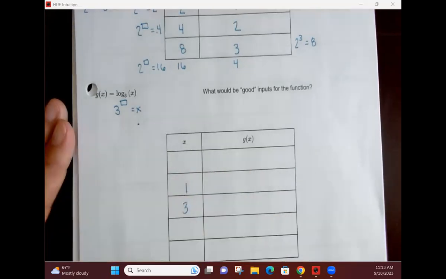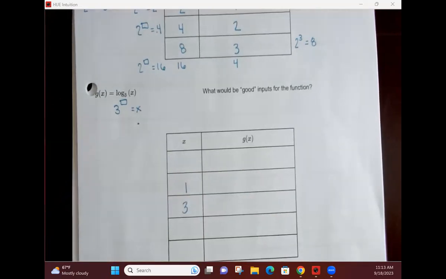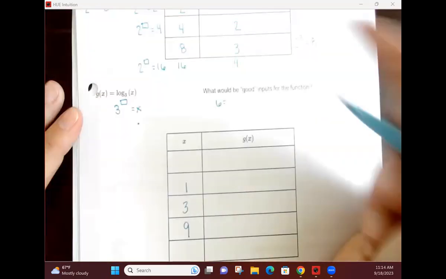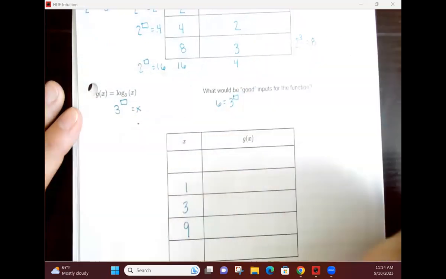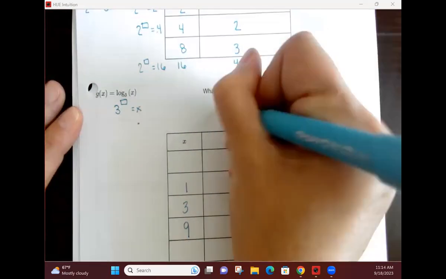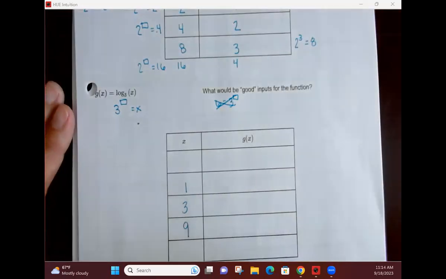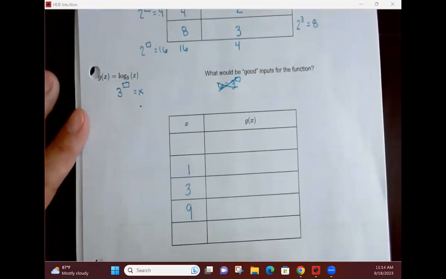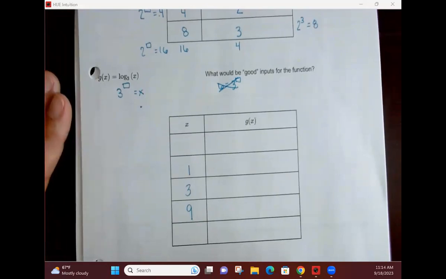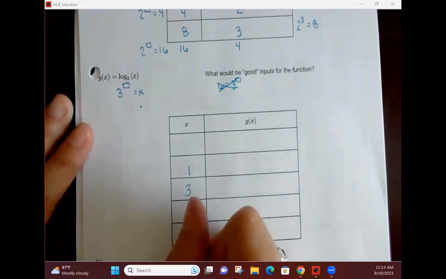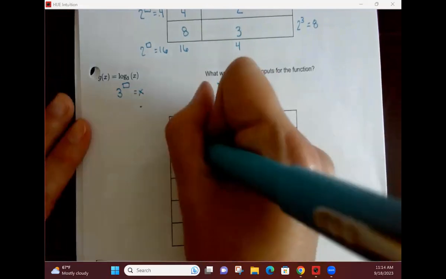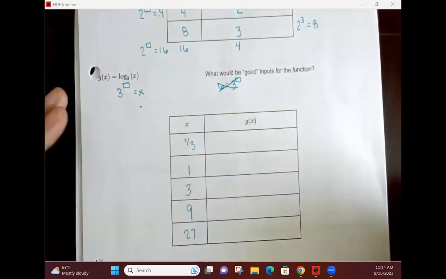3 would be good. 9 would be a good one. Why not 6? Is 6 3 to some power? No, so be careful there. 6 is not 3 to some power. 9 is 3 to a power. What's another one? 27 would be a good one. Could I do 1/3? Sure.